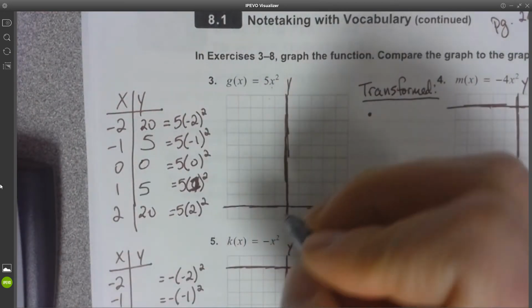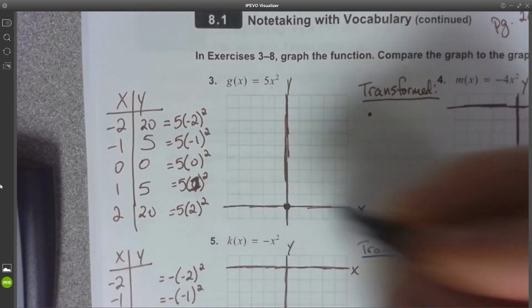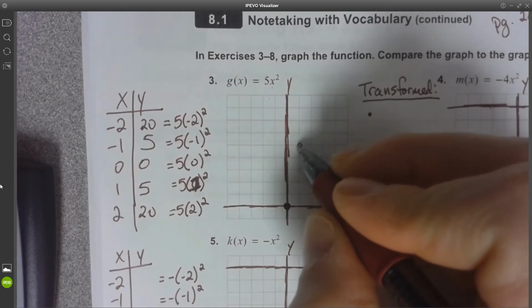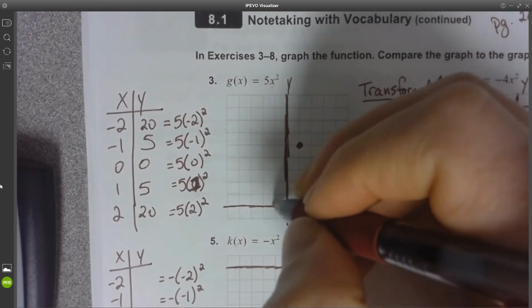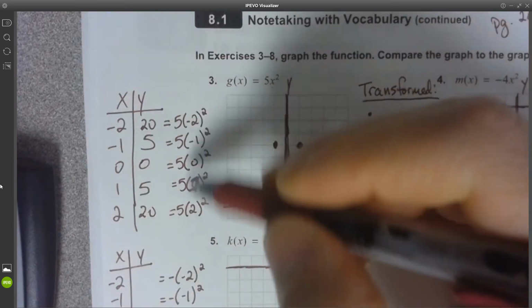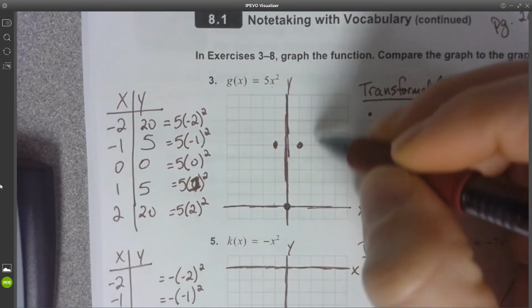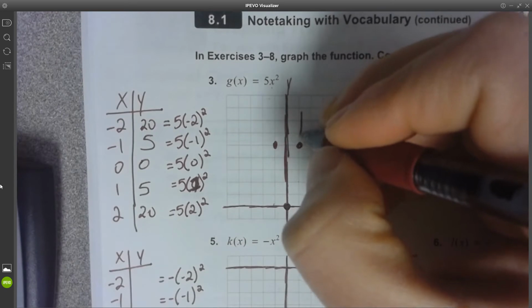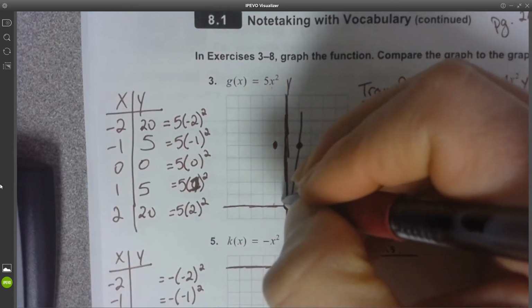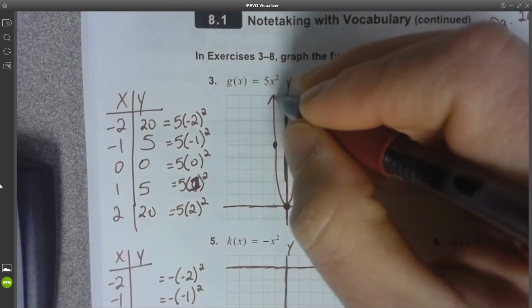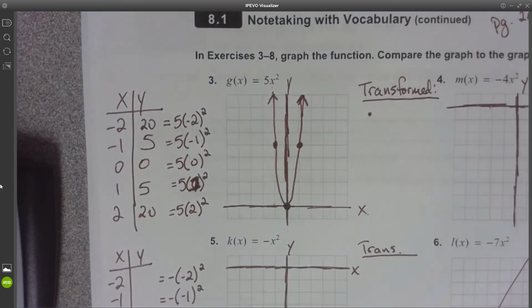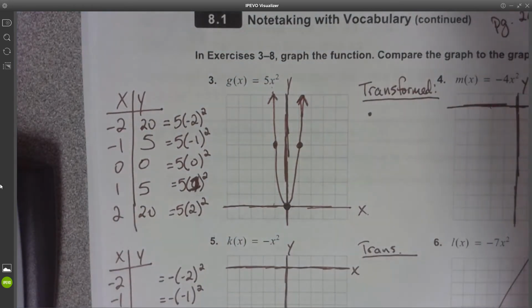So we have some points that we can graph here. I have a point at 0, 0. I have a point at 1, 5, another point at -1, 5, and then my other 2 points, 2, 20, that's way off the graph, so I won't worry about that. Now I'll draw in my parabola. There we go.